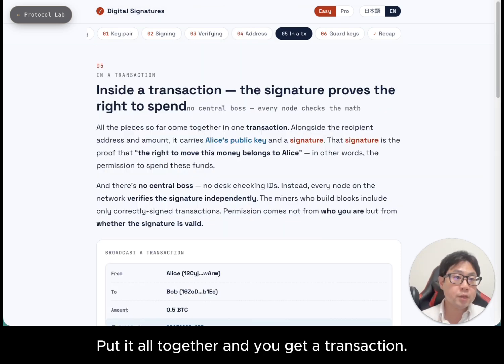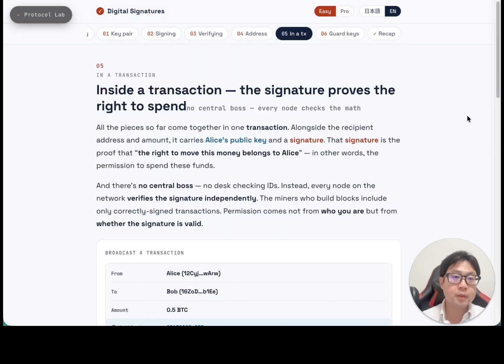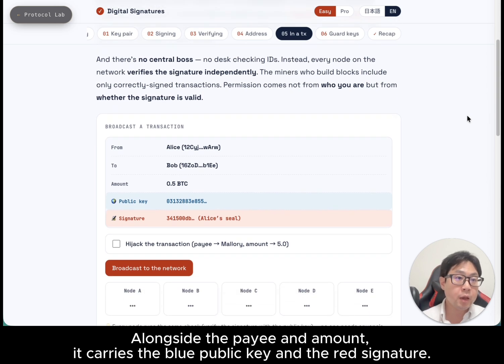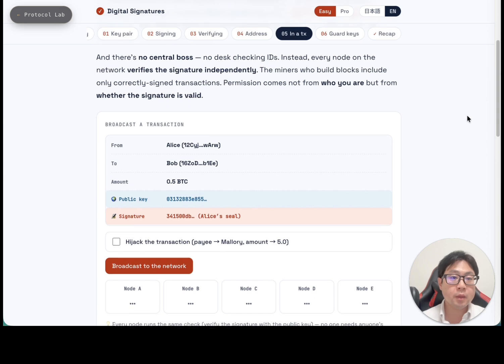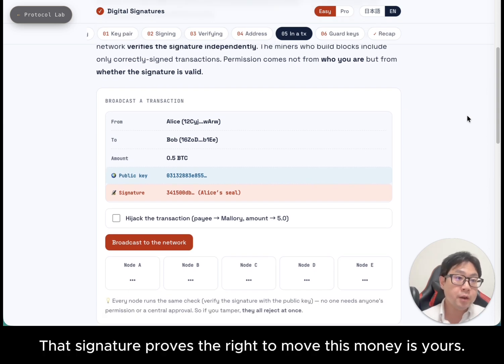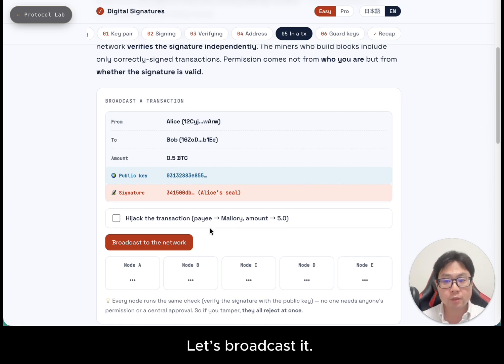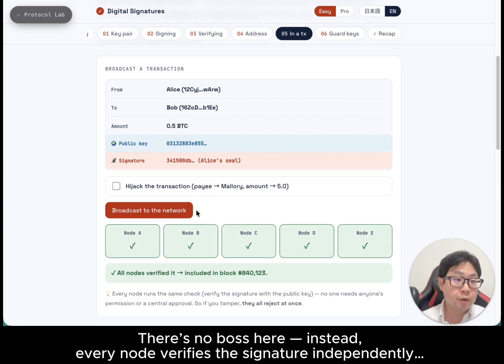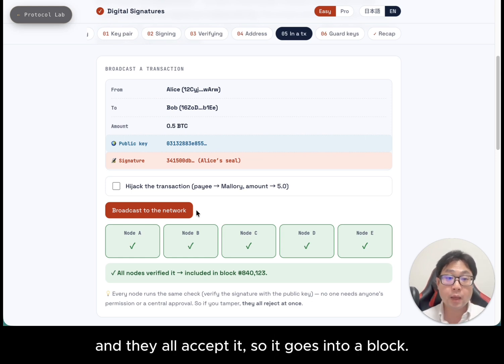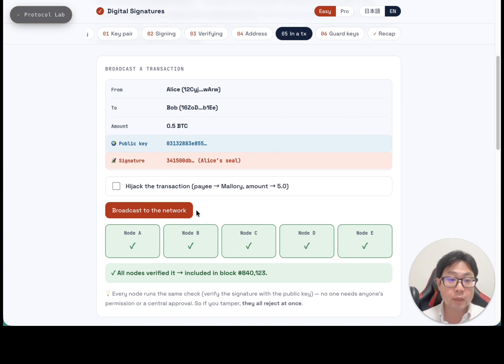Put it all together and you get a transaction. Alongside the payee and amount, it carries the blue public key and the red signature. That signature proves the right to move this money is yours. Then let's broadcast it. There's no boss here. Instead, every node verifies the signature independently, and they all accept it, so it goes into a block.